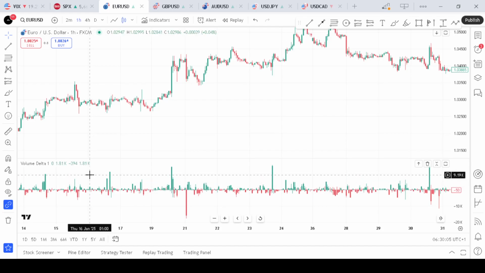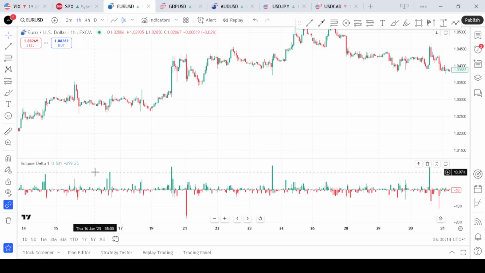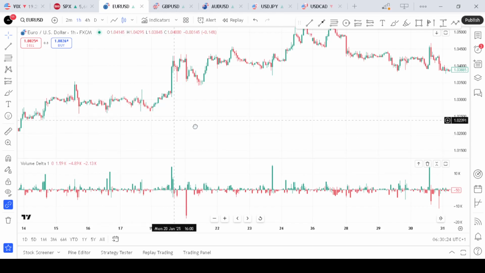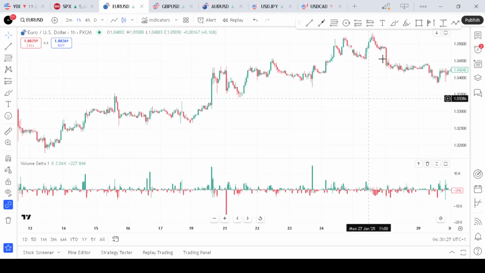So let's see how we can implement a trading strategy with the delta volume indicator. To efficiently use this delta volume indicator in your trading, you need a detailed step-by-step strategy. The first step is to identify your key levels. We start by marking out key support and resistance on your chart.